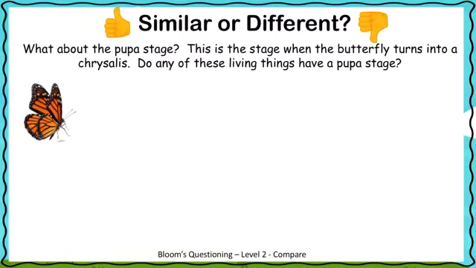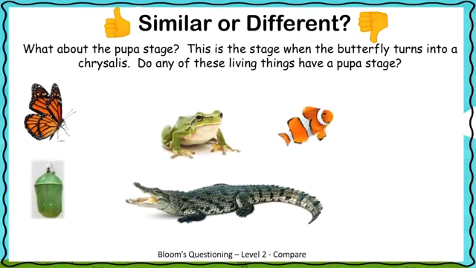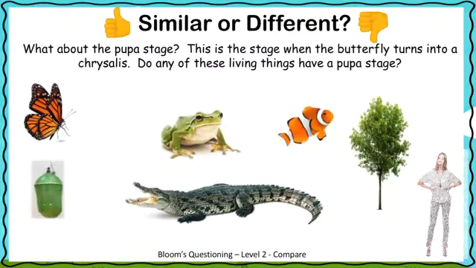Now, what about the pupa stage? This is the stage when the butterfly turns into a chrysalis. Do any of these living things have a pupa stage? No!